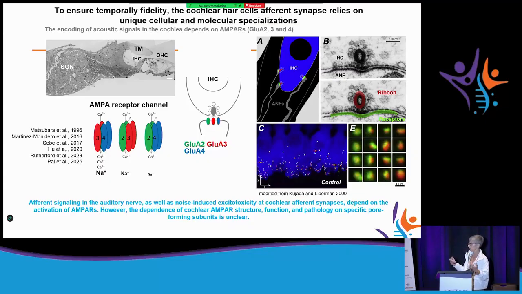I'm going to be talking not only about synapse loss, but also changes in AMPA receptors in the absence of one subunit. Again, we need AMPA receptors to hear, and people have also shown that after noise exposure, excitotoxicity, AMPA receptors are involved. But again, the question is, what is the subunit that could play a major role?